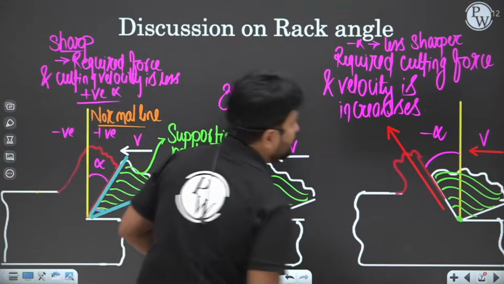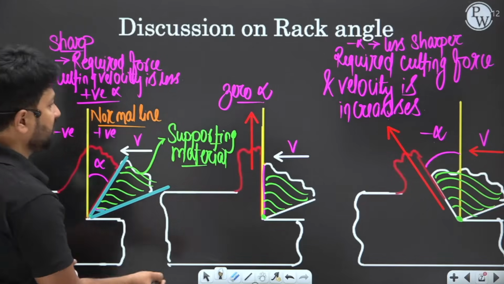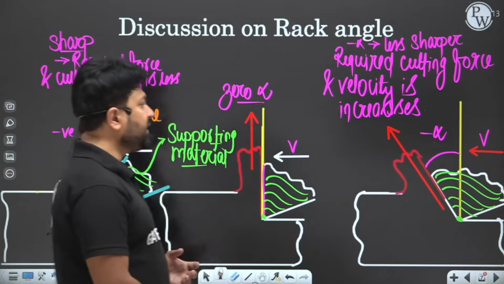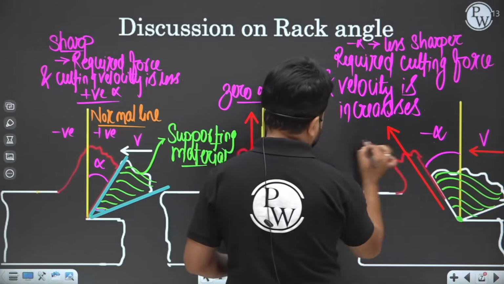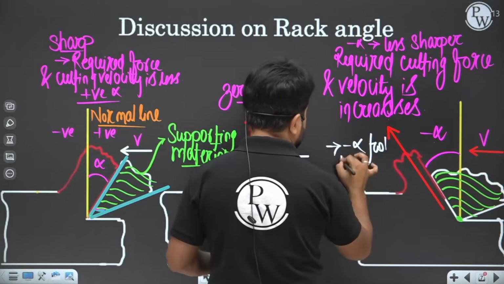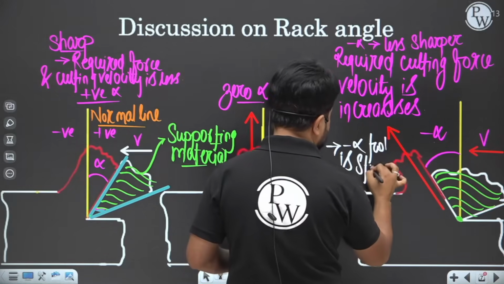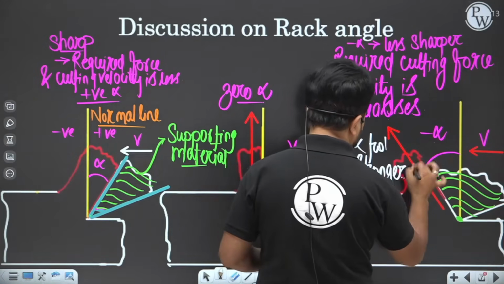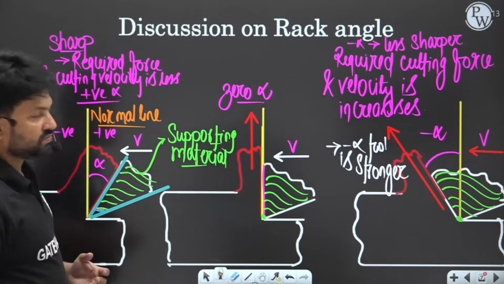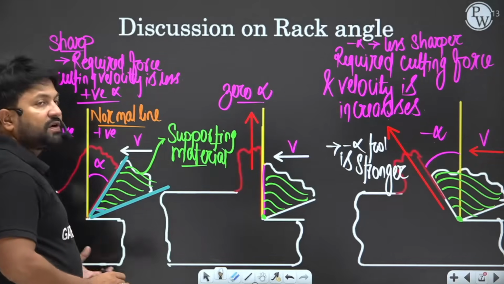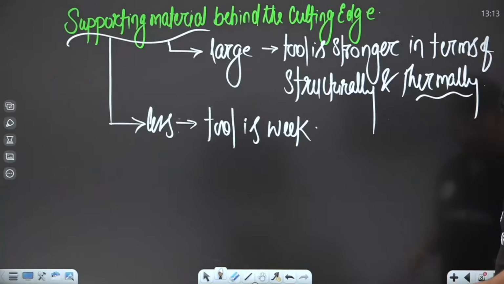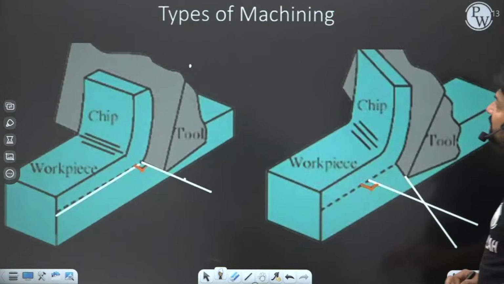So overall, if you compare these three tools, the negative rake angle tool is stronger, right? I will write here, negative rake angle tool is stronger if you compare with the zero rake angle tool and positive rake angle tool. But the positive rake angle tool is sharper. So this is a basic difference between these rake angles. I hope this concept is crystal clear to you.